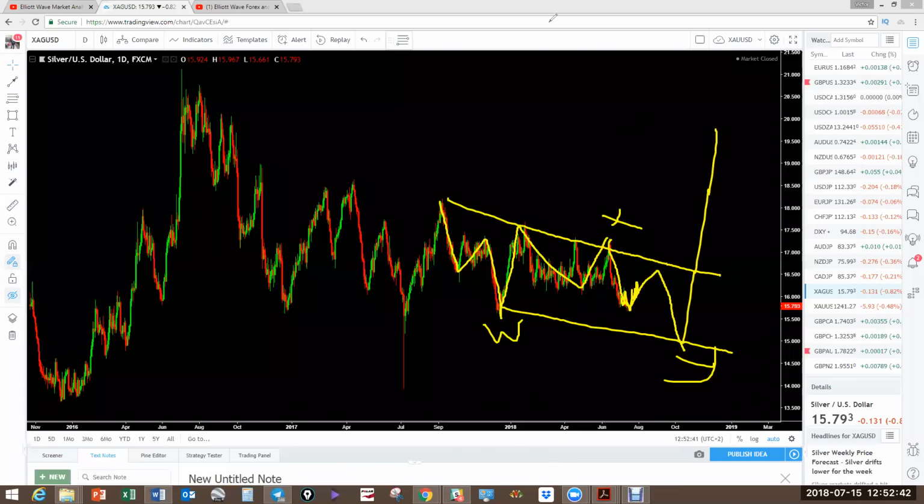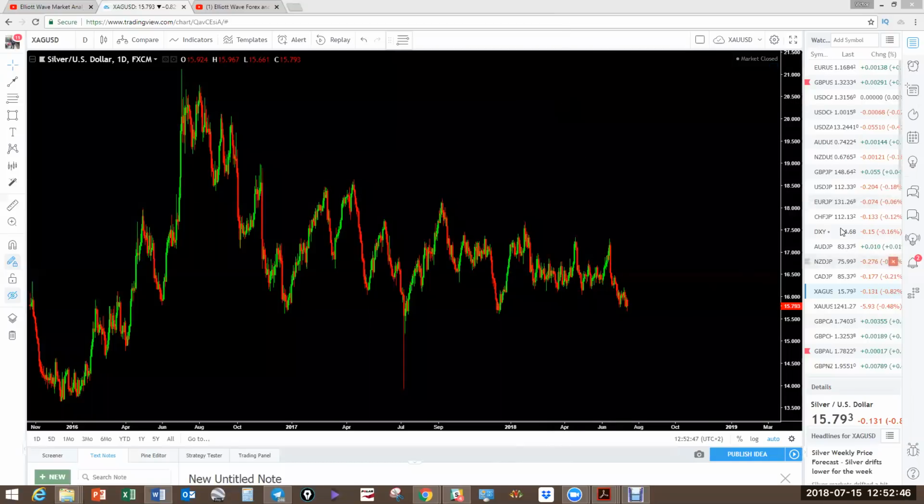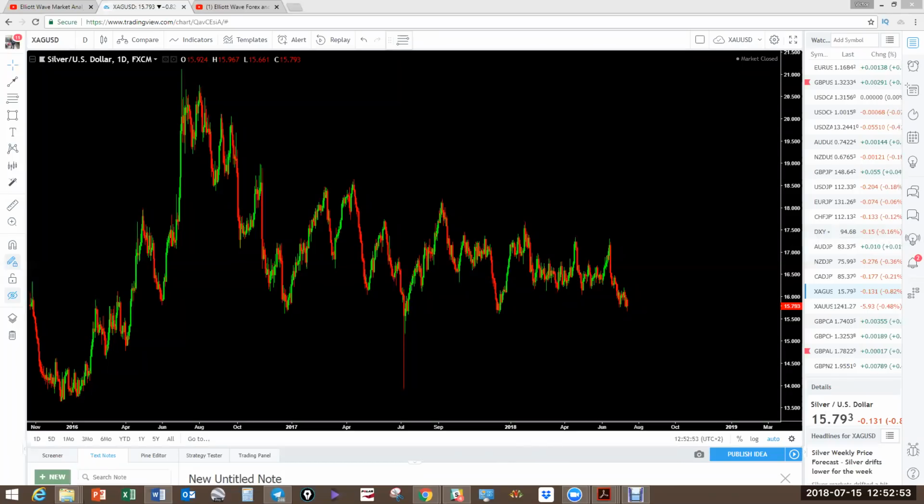So that's what we're looking at on silver and gold. Let's now move on to the pound pairs. Let's see if there's any questions in the chat box before I move on to the pound pairs.